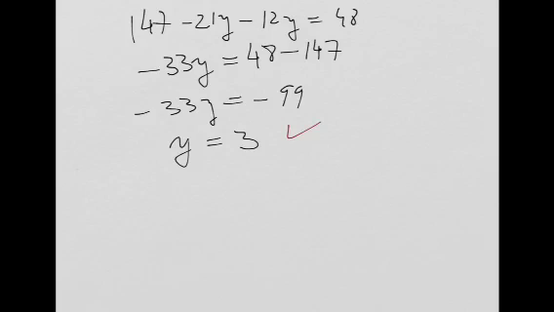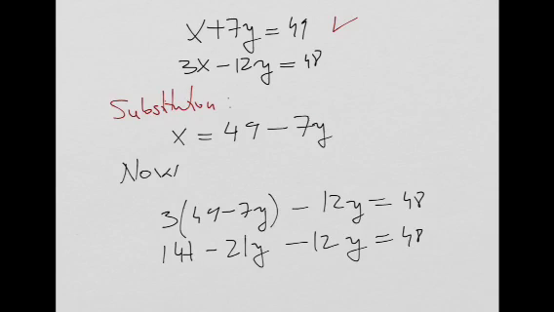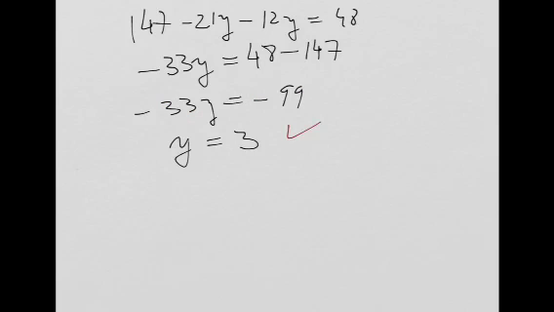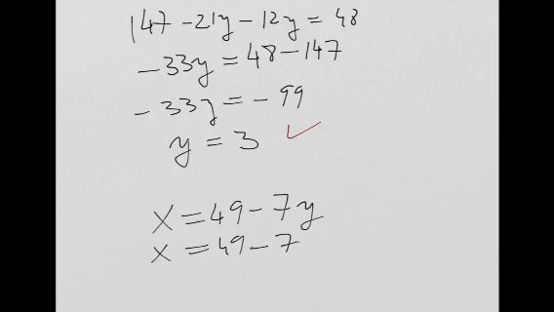Now in order to get the x, I go back into this. So x is 49 minus 7y. So x is 49 minus 7 times 3. So x is 49 minus 21. That's 28.